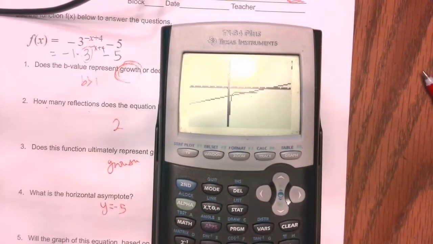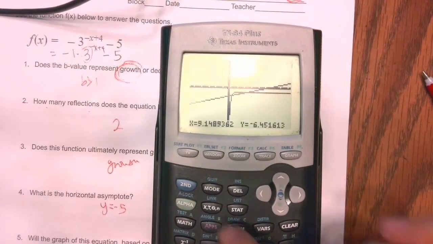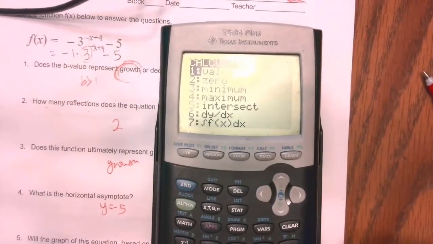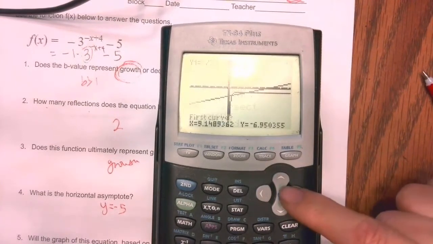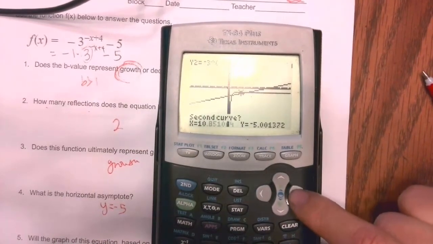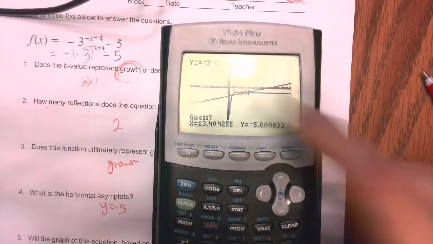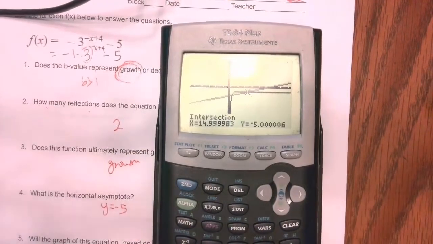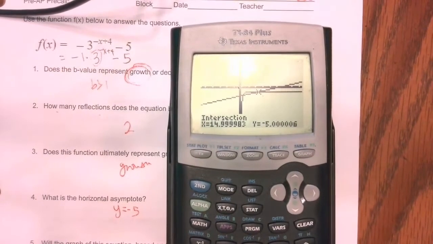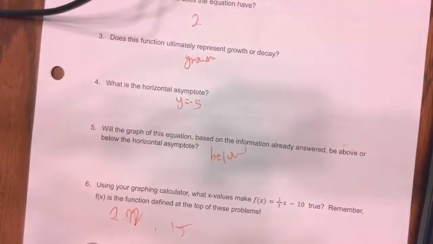There's a linear function, there's an exponential function. Let's find the intersection again. Calc, number 5. First curve right there. Second curve, move it right there. Guess in the middle somewhere. Do you see the mouse moving? Yep, about 15. X is equal to 15. So those are your two solutions.